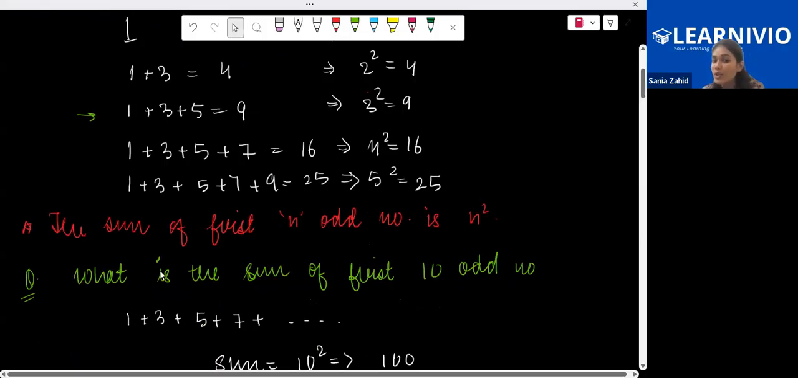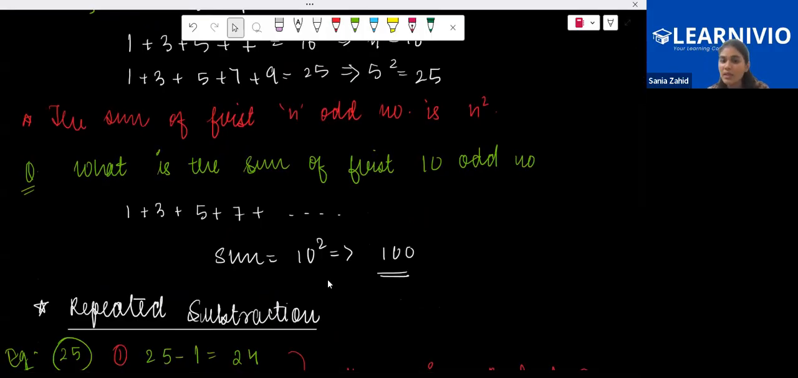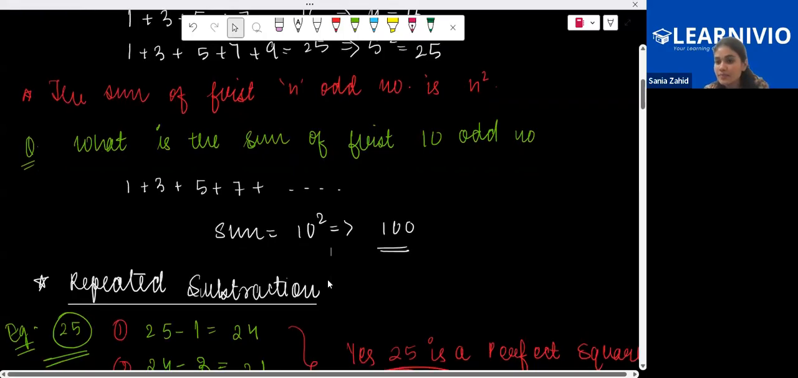And how can you find the sum of the first n odd numbers? It is always equal to n square. Like if they ask you what is the sum of first 10 odd numbers, your answer is 10 square, means 100. So is the first property clear? Is it clear? Yes, ma'am.